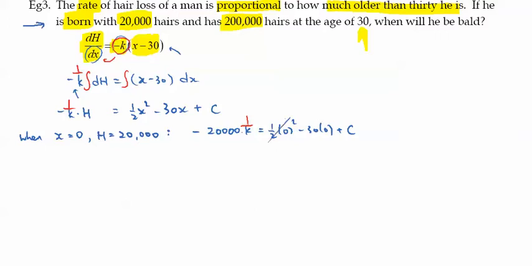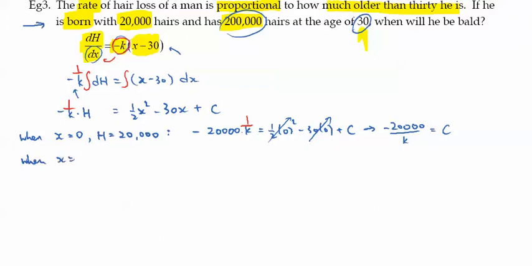So now, 0, 0, we end up getting negative 20,000 over k equals c. We have two constant terms in this equation. That's okay because we have another condition.